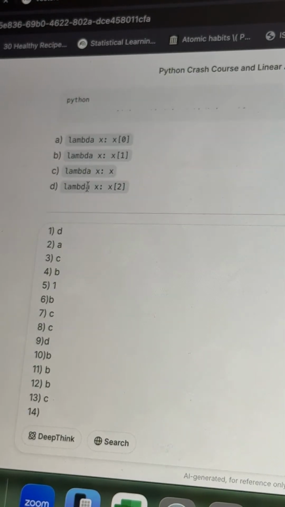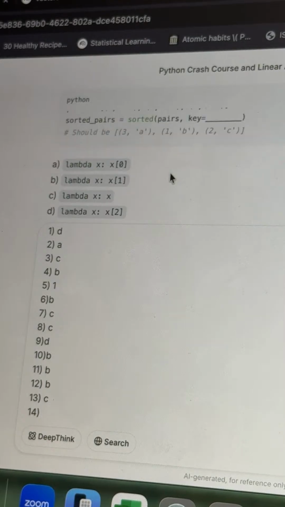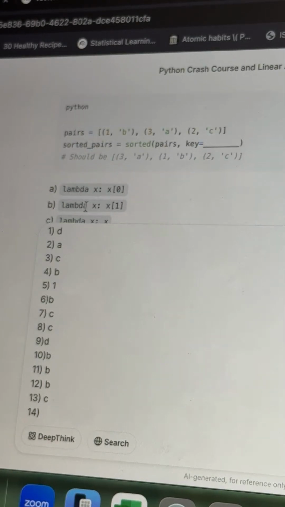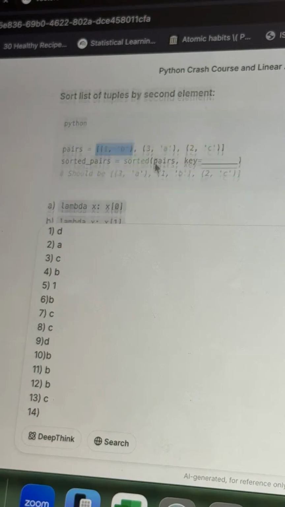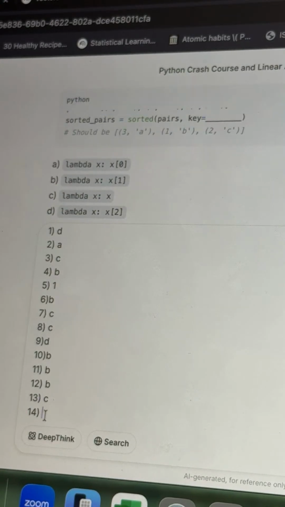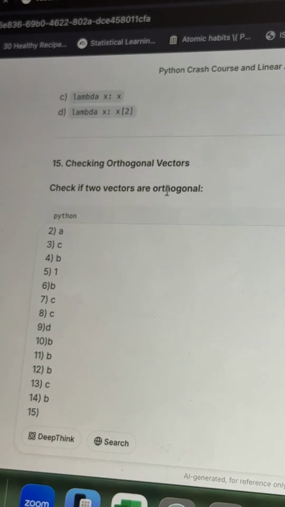I think it would be D because this is, no, not D. It's B because this is what you want first, right? So this is the index. The first index always is 0, so it has to be B. Just trust me, guys. We'll see if I'm right or not by the end after DeepSeek grades my answers.